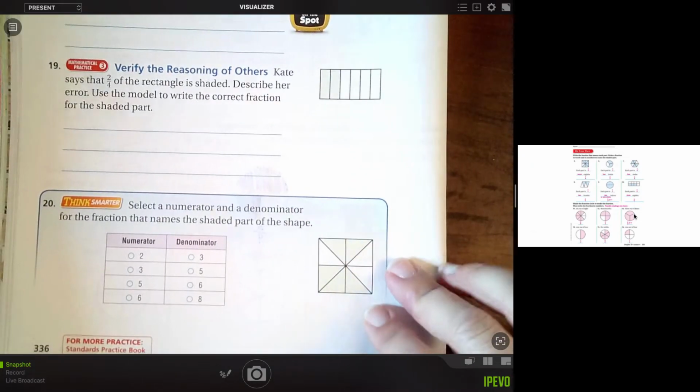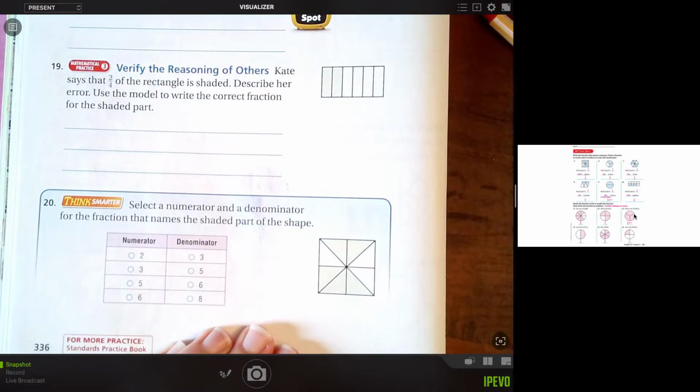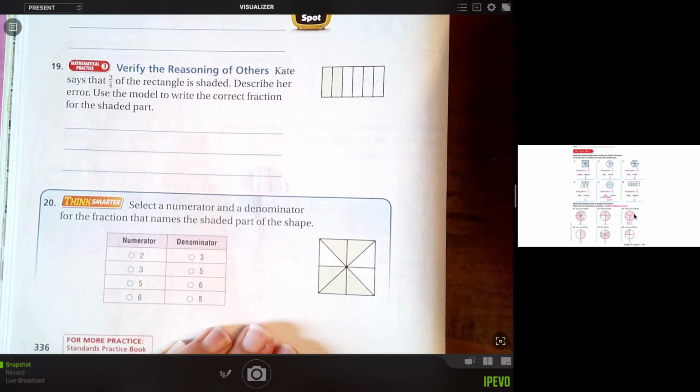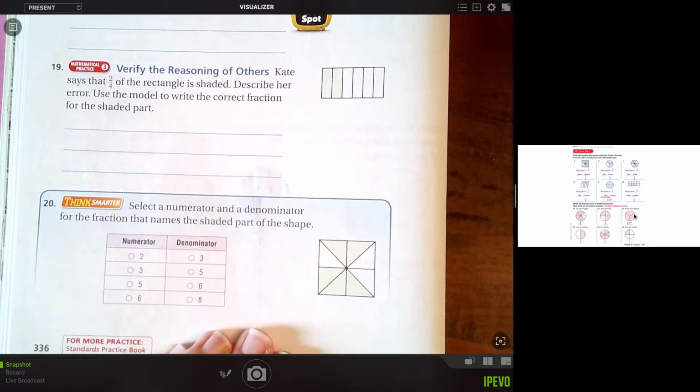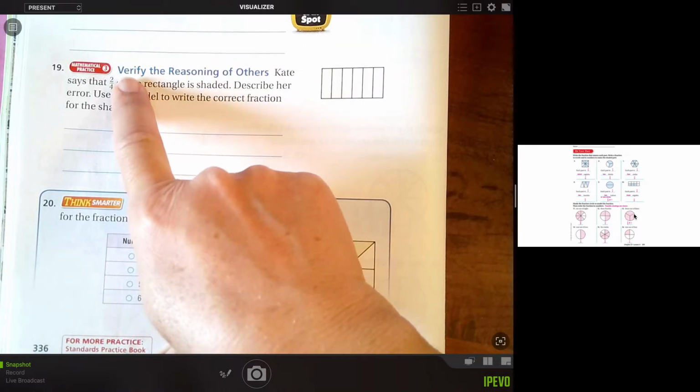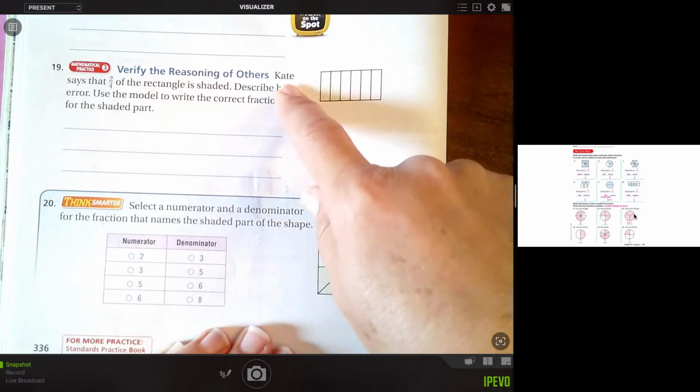For number 19, verifying the reasoning of others. This is a great critical thinking skill, something mathematicians do, IB learners do, just humans in general. You're thinking all the time. Do I agree with that perspective? Do I not agree with that perspective? Is that person right? I don't know. I think I'm right because, or I think they're wrong because. And so we're going to verify the reasoning of others. We're going to check if they're correct.